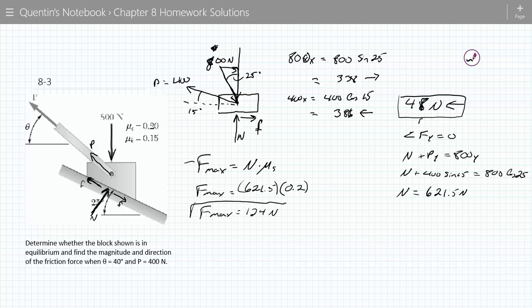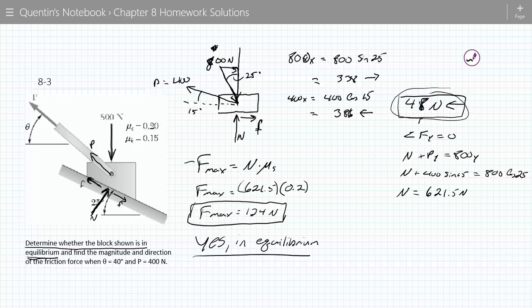So again, what is this F max? That is the maximum amount of force that the friction can resist. So if there's 124 newtons going up or down the hill, or anything less than that, then I'll be stationary. If anything above that, it'll start to move. Okay. So is that what we need to find? No, it is not. We need to determine whether the block shown is in equilibrium. Well, there's 48 newtons trying to push it up the hill, and it's going to resist 124. So yes, in equilibrium. Okay, so that's the first answer.